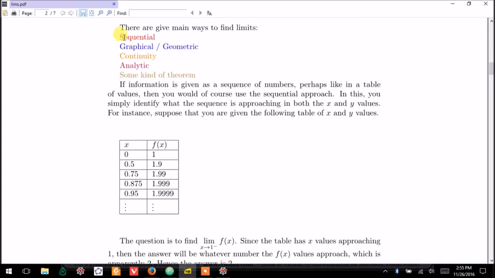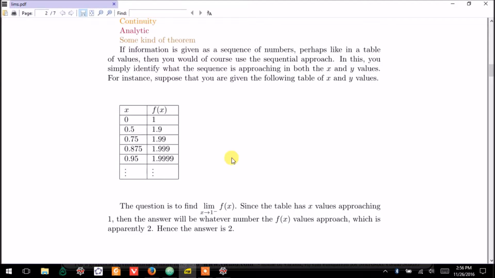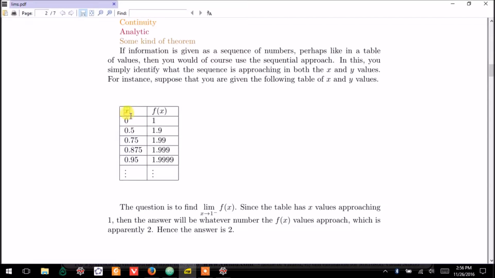In this video, I'll continue talking about both the sequential and graphical methods of calculating limits, just expounding on what I've said already. So to begin, what if you had a table of x and corresponding f of x values like here? What can we say about limits? Well, it appears that the x values are going to 1 from the left, so we could say that this is telling us about the limit as x goes to 1 from the left of f of x. And if we check the corresponding f of x values, they appear to go to 2. So hence, this number is equal to 2.